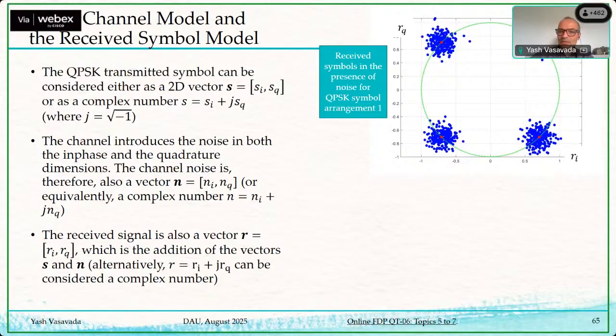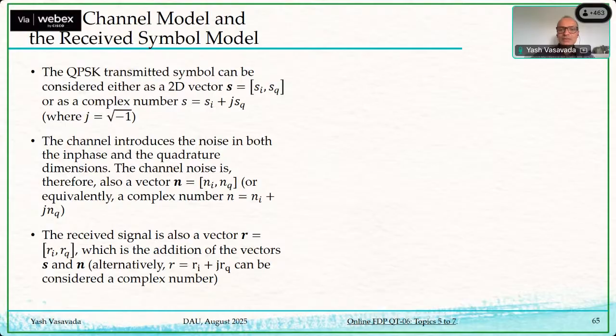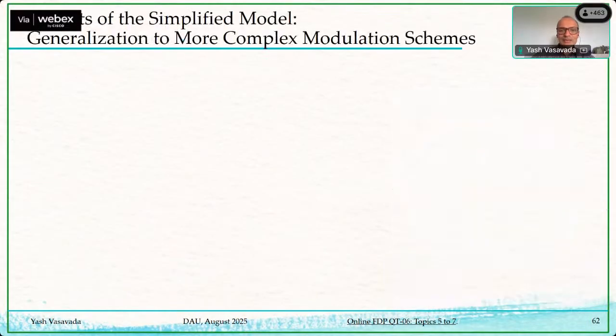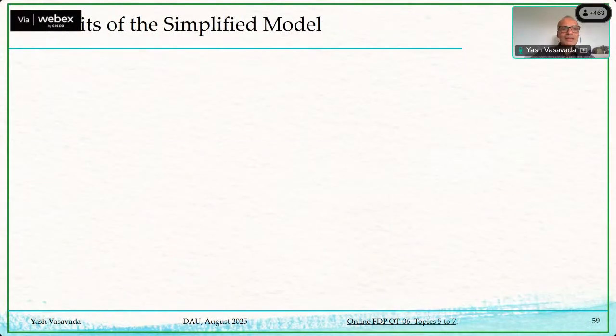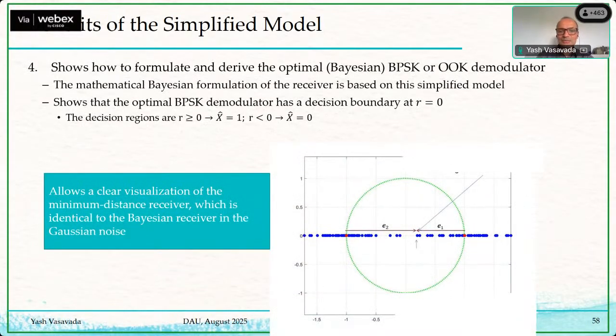So you might ask, okay, fine, we accept this, but then why did you not draw it for BPSK? You might ask, yeah, why did I not draw a cloud around these 2 points?